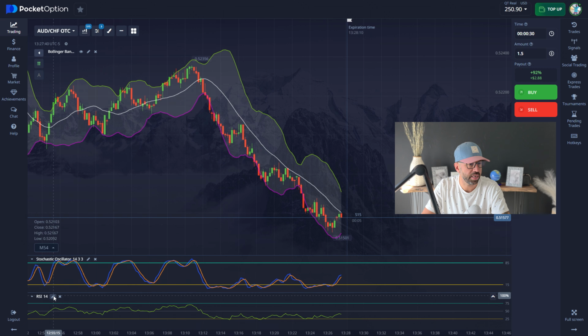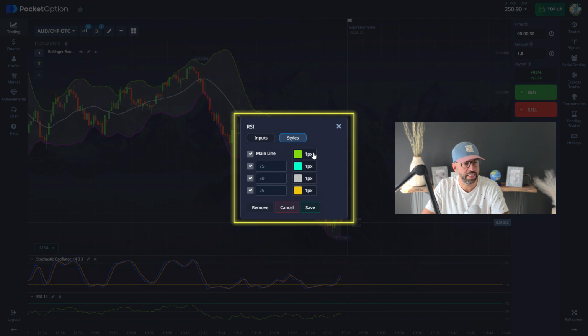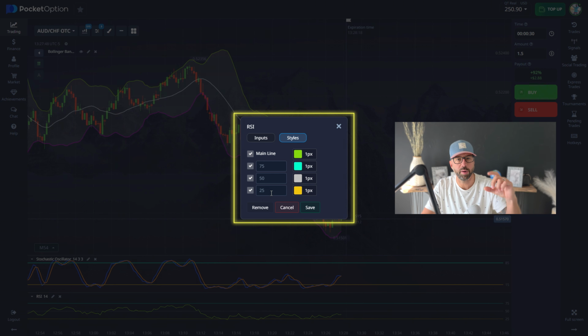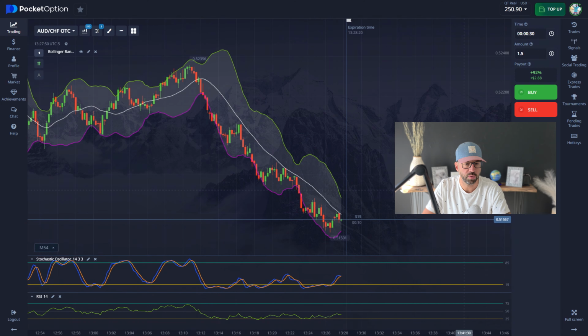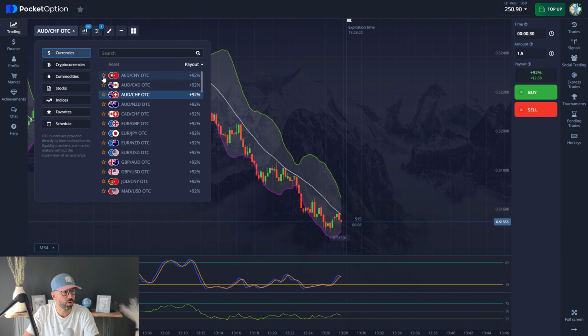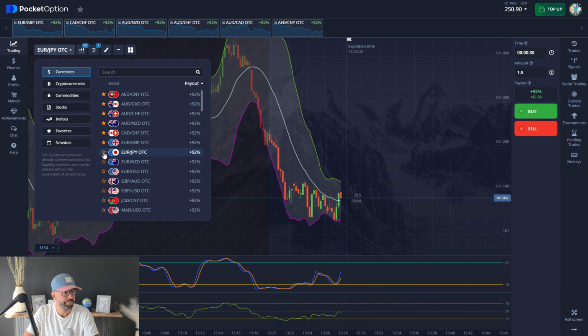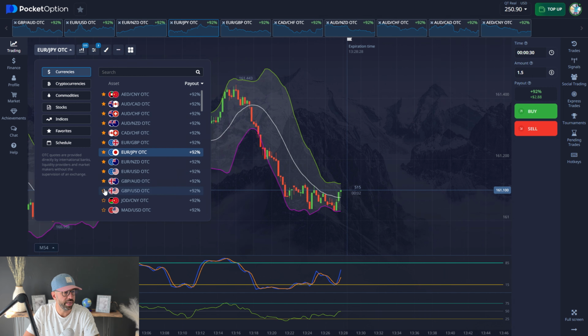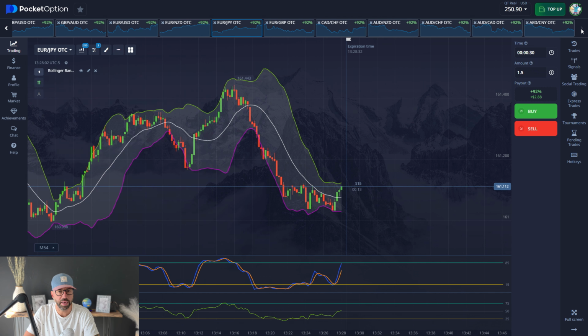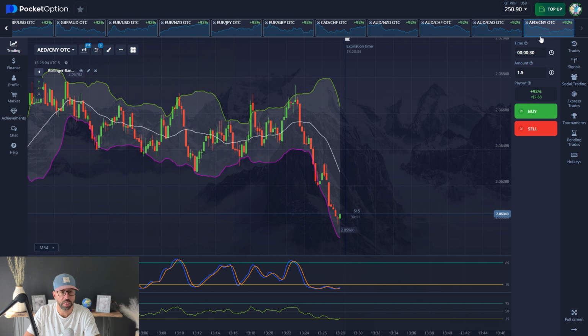And then the RSI, the period is 14. Same thing here, I make this 75 and 25 versus 70 and 30. Again, we just want to make that a little bit larger. So that's what we did there. The goal here is to load up a whole bunch of 92%. Since we're going to be trading OTC pairs, we are going to load up 92%. We're going to start up here and roll across the top.